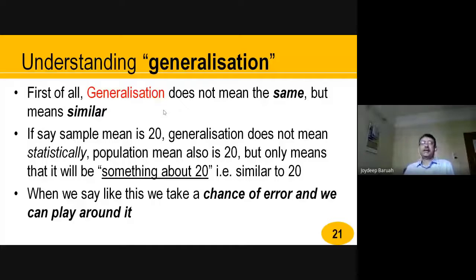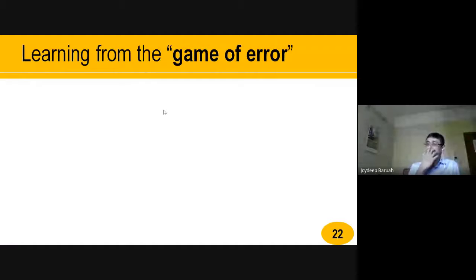We are saying that since I have got 20, I expect that in the population the value is going to be like 20. It will be around 20. It will be similar to 20. It's not the same as 20, but it is going to be similar to 20. When we say similar to 20, we actually accommodate that there is a possibility of error, and that is what we call the game of error, and we play it, and then we get the sample size theory.